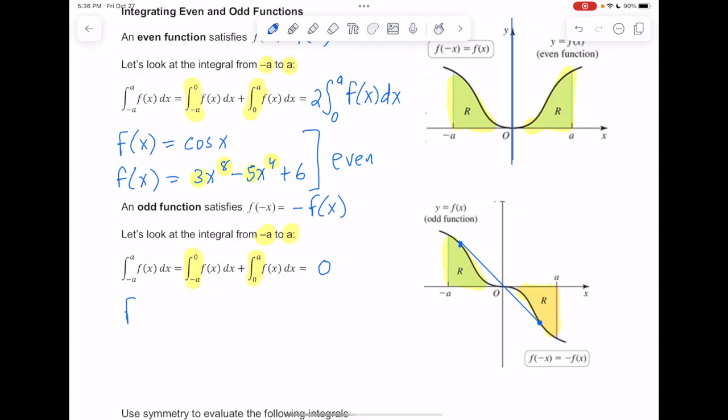So what do odd functions look like? Well, in the trig family, we have sine of x and tangent of x are both odd.